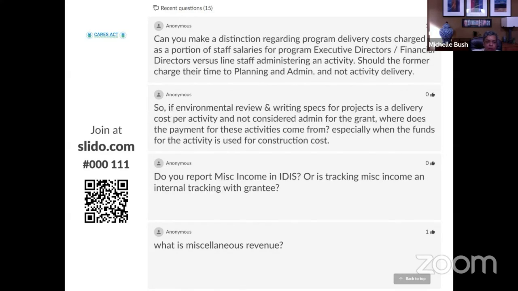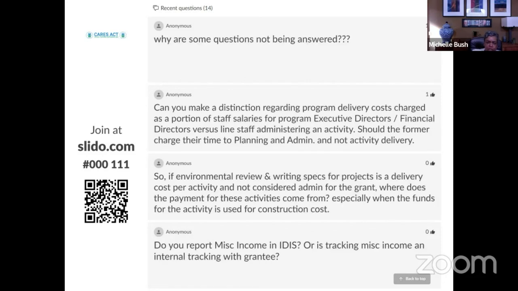Okay, so if environmental review and writing specs for projects is a delivery cost per activity and not considered admin for the grant, where does the payment for these activities come from? Especially when the funds for the activity is used for construction costs. I think the answer is, if I'm reading this correctly, it's coming from your program budget or your program expenses. It's just not a general admin expense. Are you all reading that the same way?